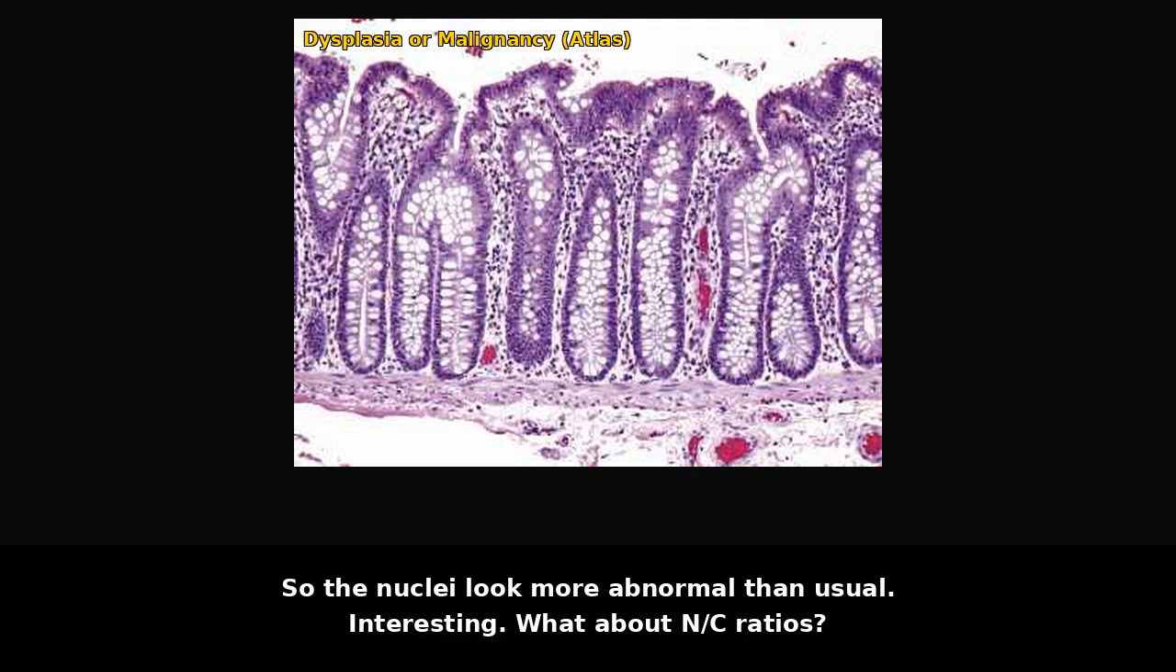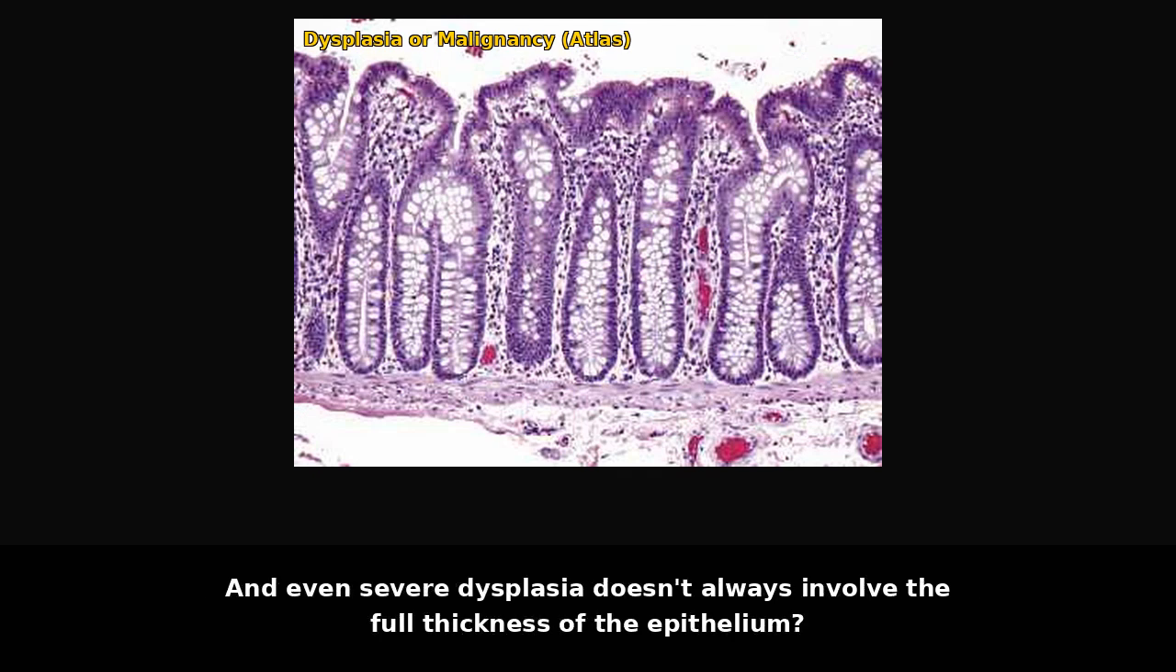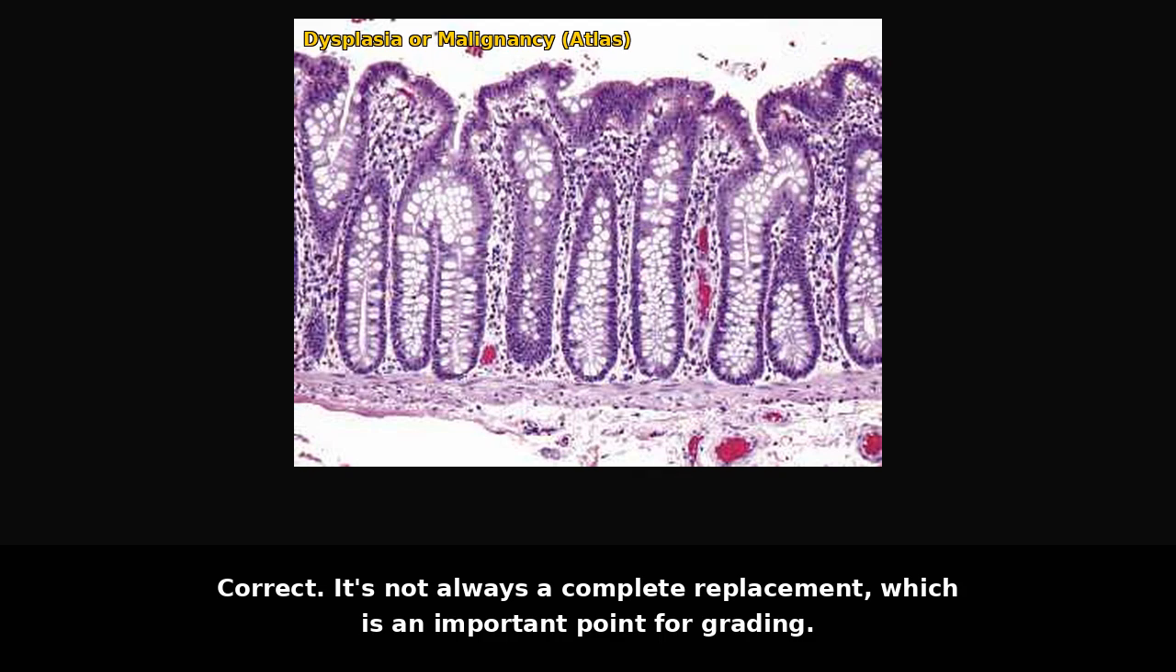Interesting. What about NC ratios? Variable NC ratios are common. In keratinizing dysplasia, you might see abundant pink cytoplasm in the cells, and even a severe dysplasia doesn't always involve the full thickness of the epithelium. Yeah, it's not always a complete replacement, which is an important point for grading.